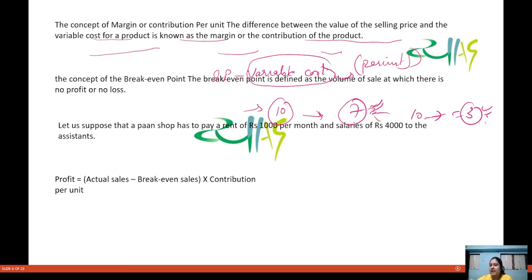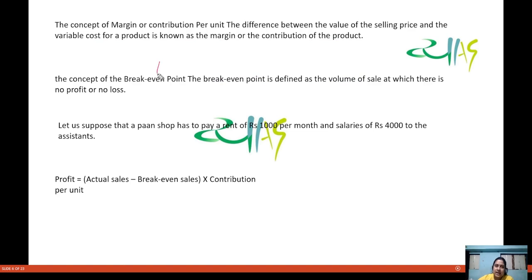So I think now everybody is clear with this. Margin is selling price minus variable cost. Variable cost means the cost in which your raw materials are included, the per unit basis cost is included, and anything other than per unit cost does not come under the concept of margin. So I hope everybody is clear with this.